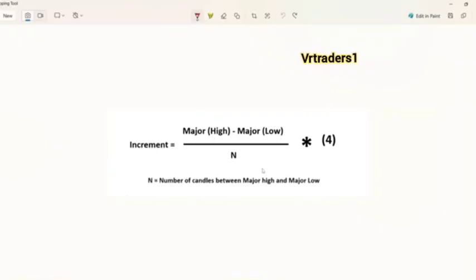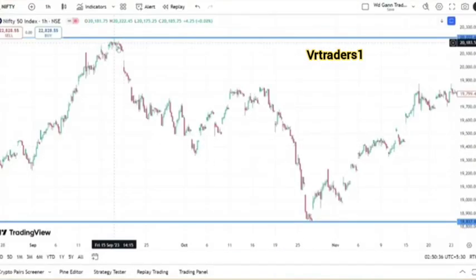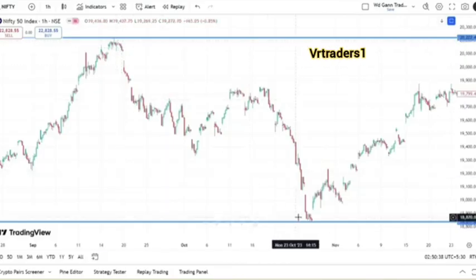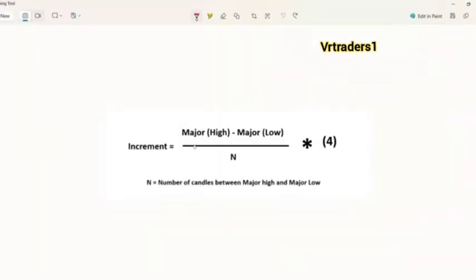So what is measure high and measure low? For example, open the TradingView app. Here you can see that this point is the measure high and this point is the measure low. You can take any measure high and measure low. But the condition is that when you are taking the measure high and measure low, the candles between them, which is n, should be greater than 150. That means there should be more than 150 candles between the measure high and measure low.